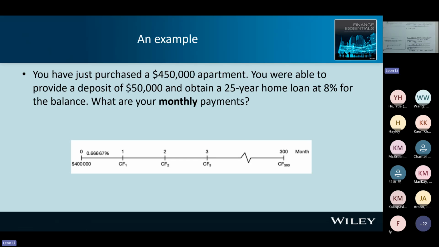Then the rate 8% is for one year. The monthly rate is 8% divided by 12. Let me show you my handwritten note. This is the PV. The rate is 8% divided by 12. This is N, the number of periods, 25 years times 12, 300 months. So I have all the information on the timeline.